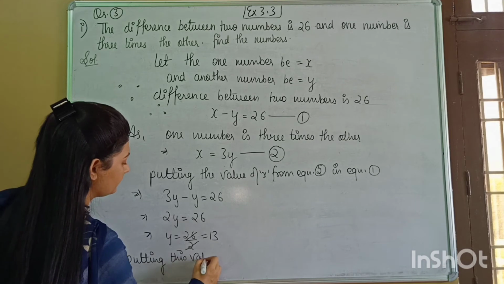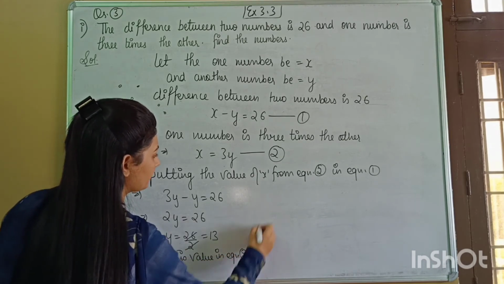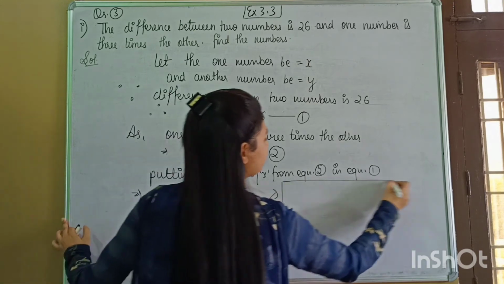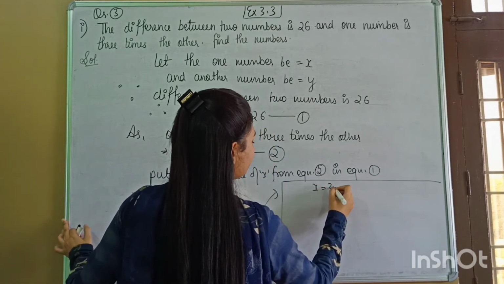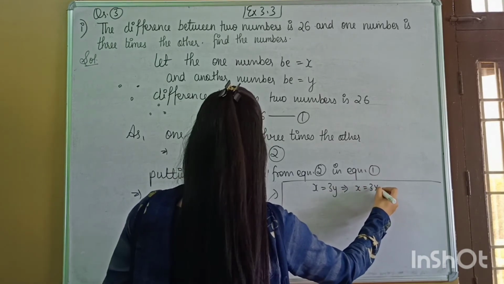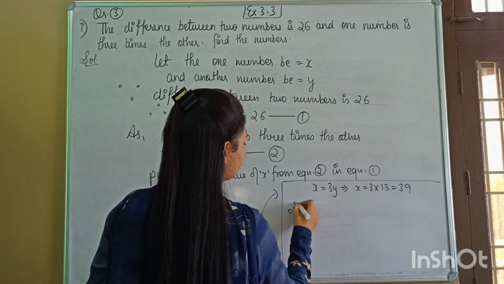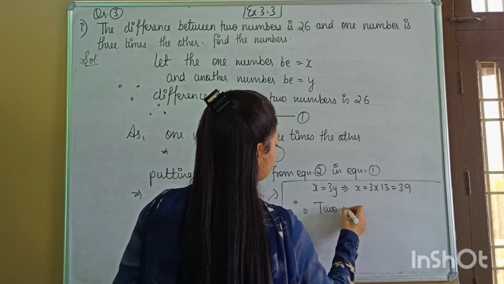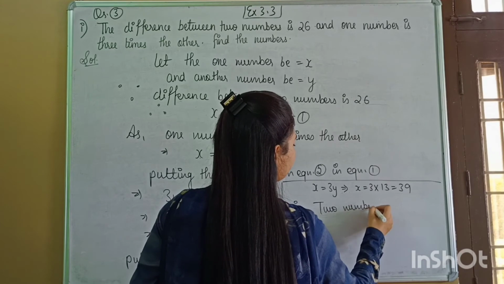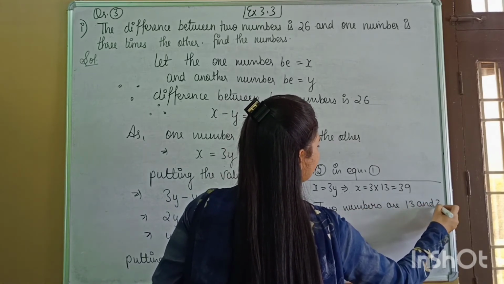Putting this value in equation 2. So we were given x is equal to 3y, that is x is equal to 3 times 13, that is 39. So therefore the two numbers are 13 and 39.